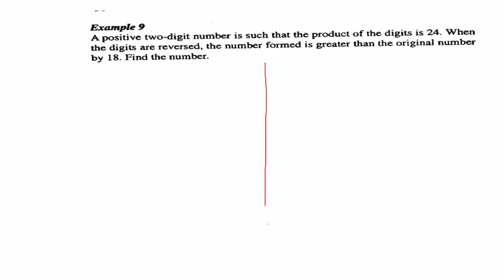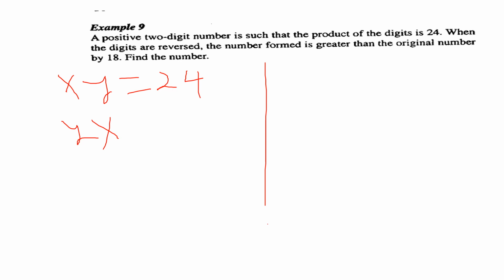So in this case, we can have the two digits of a positive 2-digit number such that the product is 24. So we can have the number being maybe x, y, and we are told that when they are multiplied, this gives us 24. And when the digits are reversed, the number formed is greater than the original number by 18.